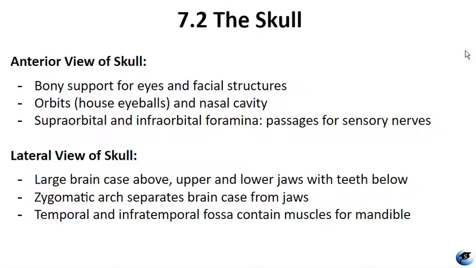The lateral view of the skull shows the significant brain case above, with upper and lower jaws containing teeth below. The zygomatic arch serves as a separator between the brain case and the jaws, and the temporal fossa and infratemporal fossa house multiple muscles that are responsible for the movement of the mandible during chewing and speaking.